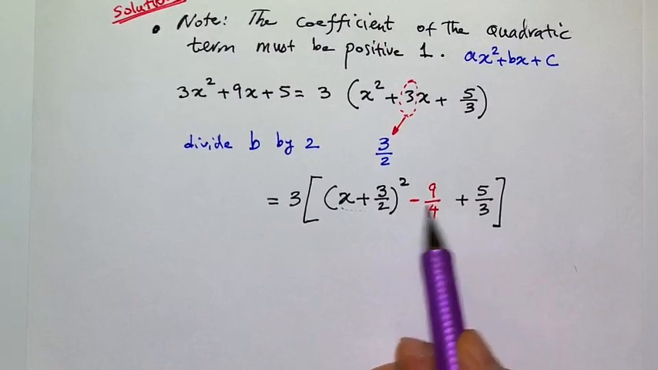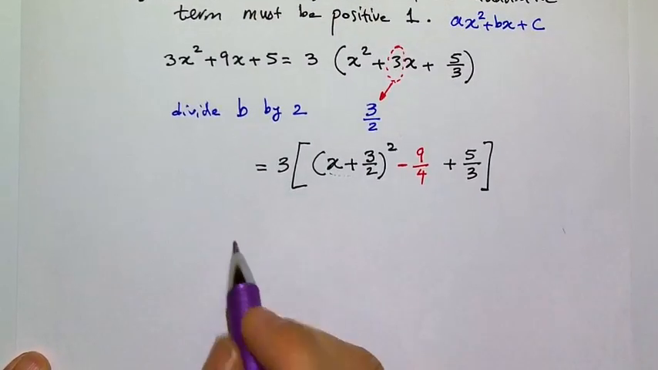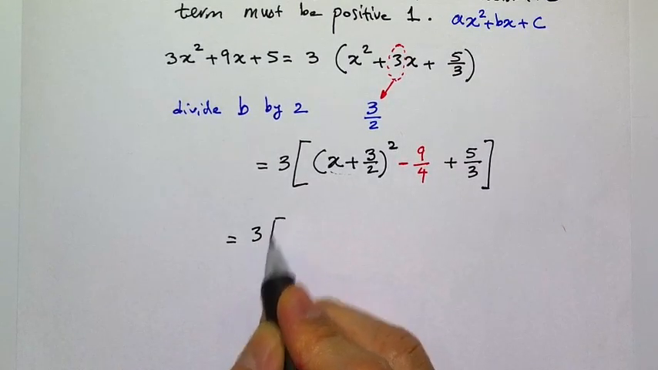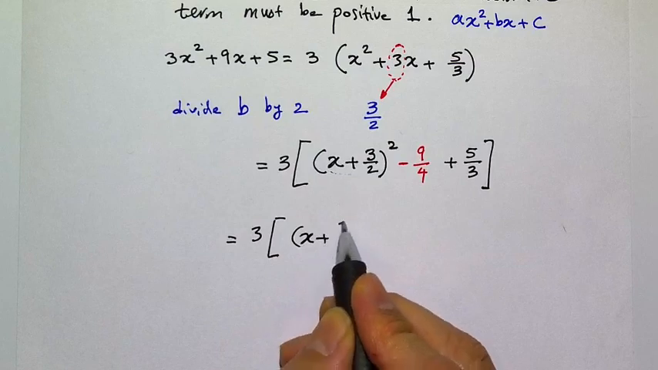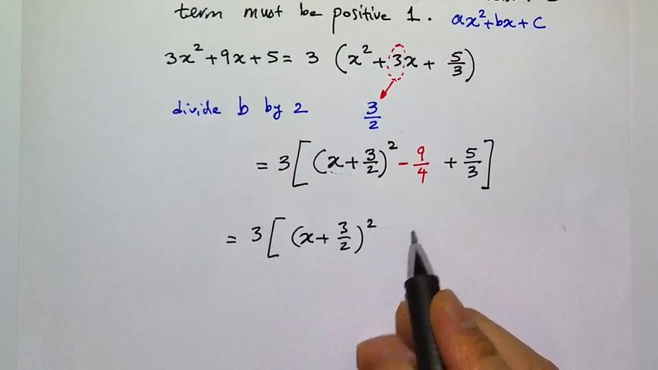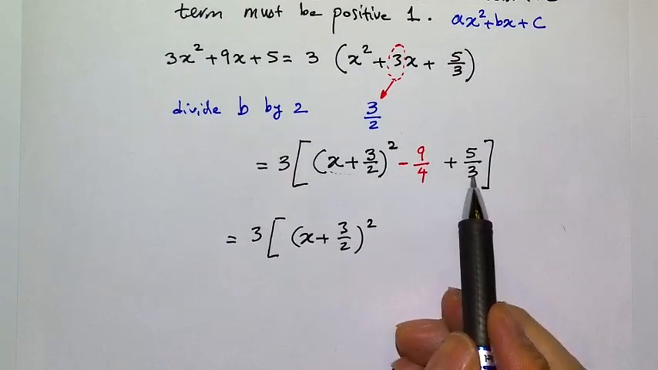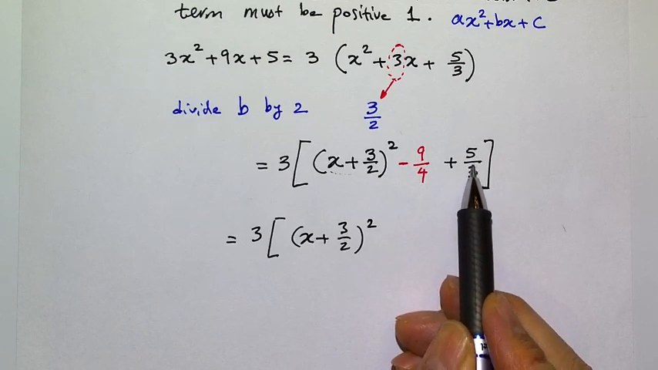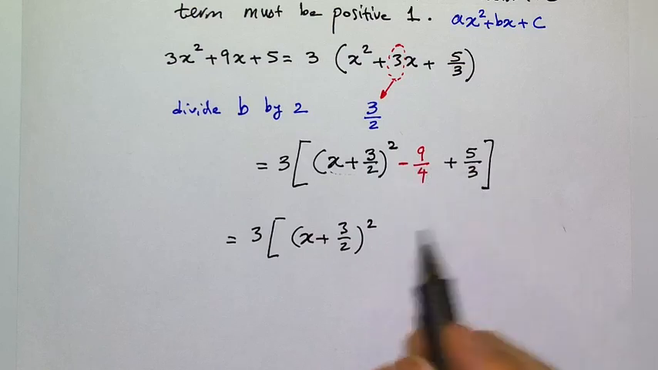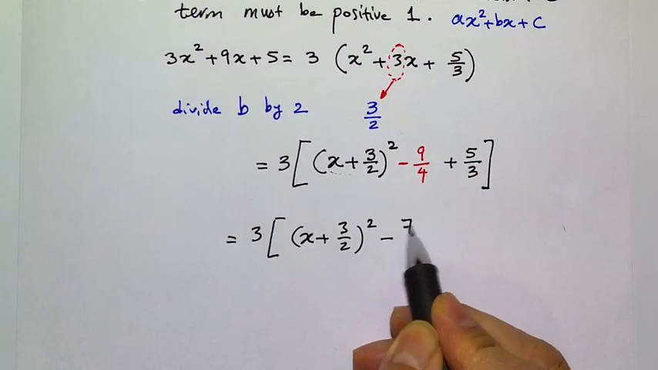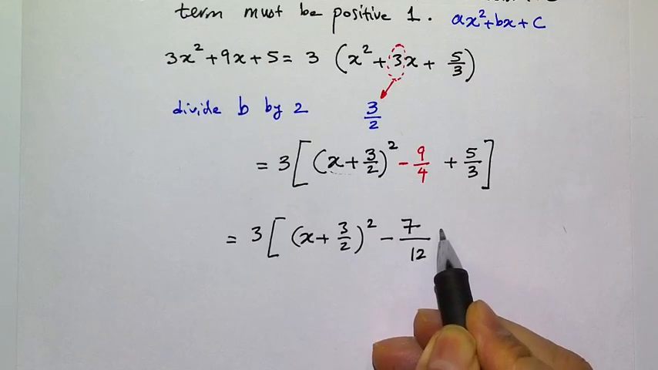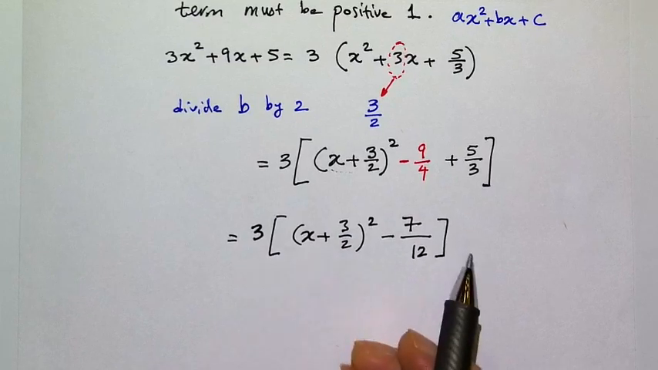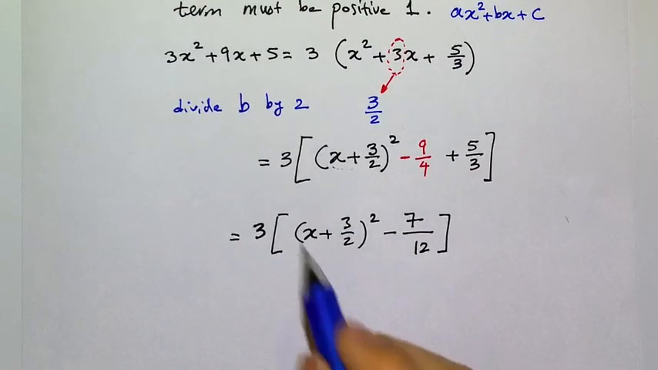Okay, so let's just combine these two constants and write the final result here. We have 3 times (x + 3/2) squared. So common denominator is 12: 12 minus 27 and plus 20. So that will give us minus 7/12. Okay, and let's not forget this 3 out here, which is distributing itself to all of that.